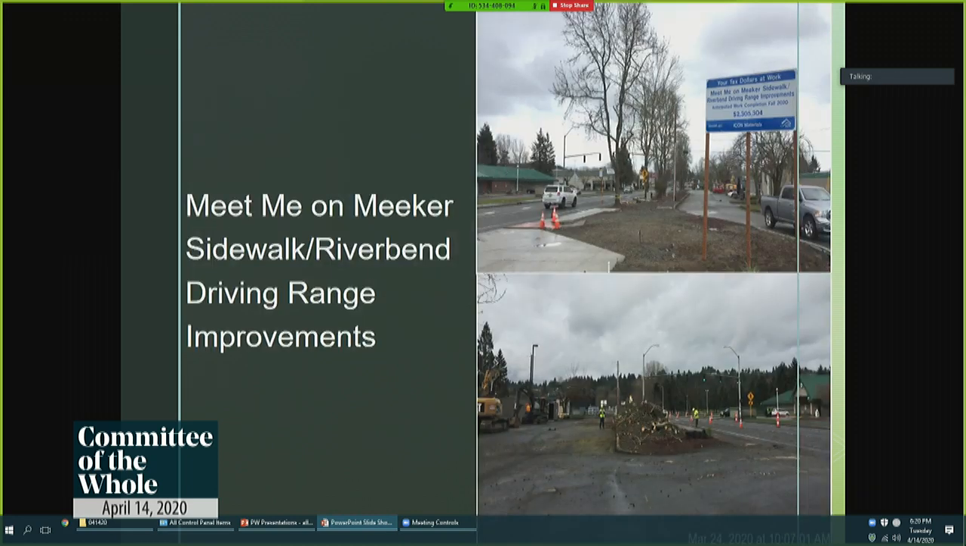Next page is our Meet Me on Meeker project. It's in front of the Riverbend driving range. This project is just getting underway in the last couple weeks. This job will primarily work under open traffic. However, we do have a couple weekend closures that are going to enable the construction of a new elevated crosswalk similar to what's constructed on Ethos. We anticipate this project being completed this summer.